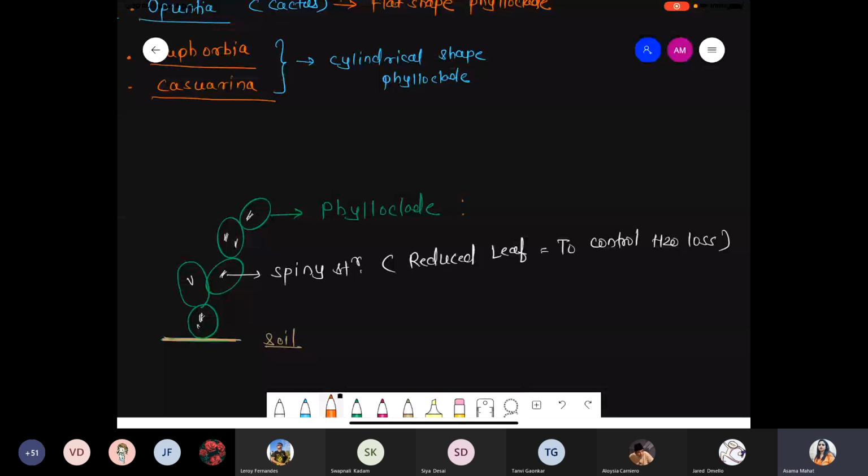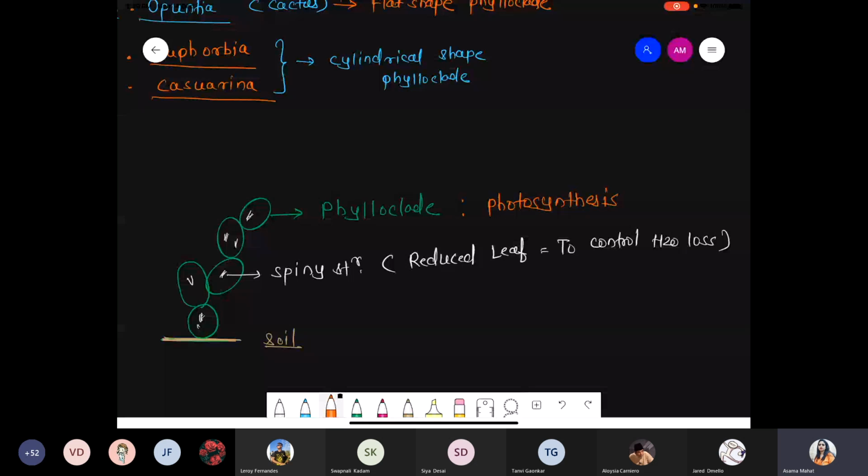So the major function they perform is the process of photosynthesis. So please remember this point. In the case of Opuntia, in the case of the cactus, the leaves are converted into spiny structures. They convert into spines to reduce water loss. So who performs the photosynthesis? The aerial stem, which is called the phylloclade.